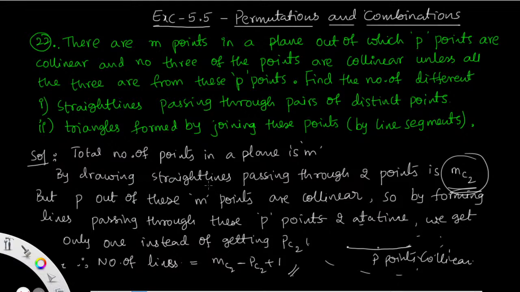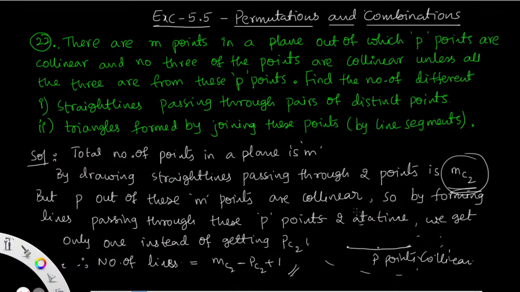So the total number of points in the plane is m. Drawing straight lines through 2 points gives mC2, but p of these m points are collinear, so we subtract pC2. Since all these collinear points lie on one line, taking them two at a time gives only one line, so we add 1. So the number of lines is mC2 minus pC2 plus 1. This is the conceptual question.